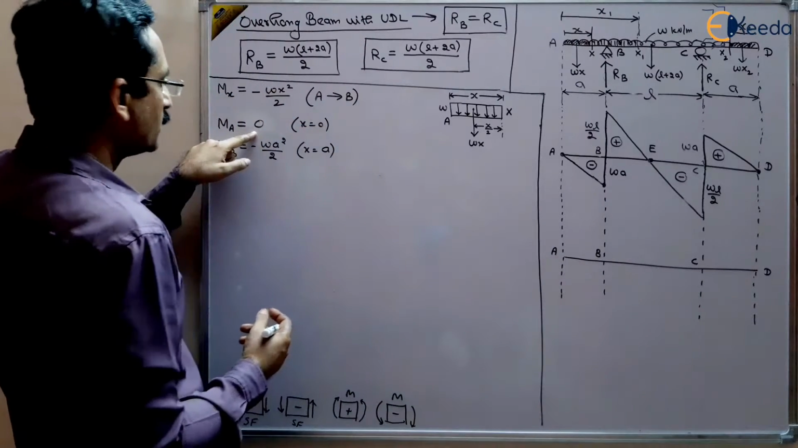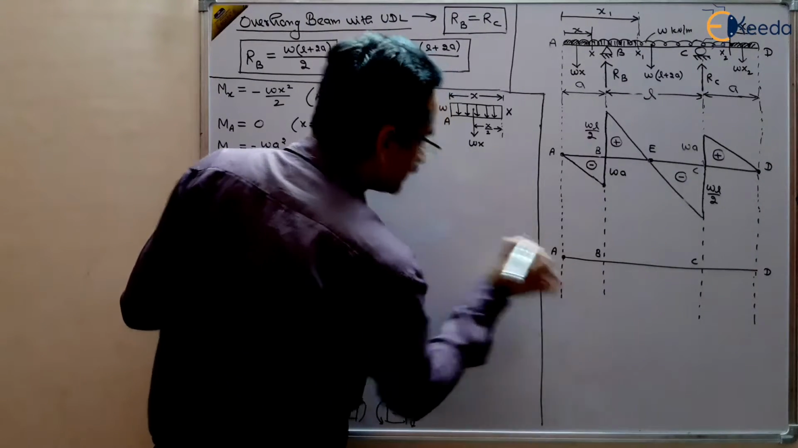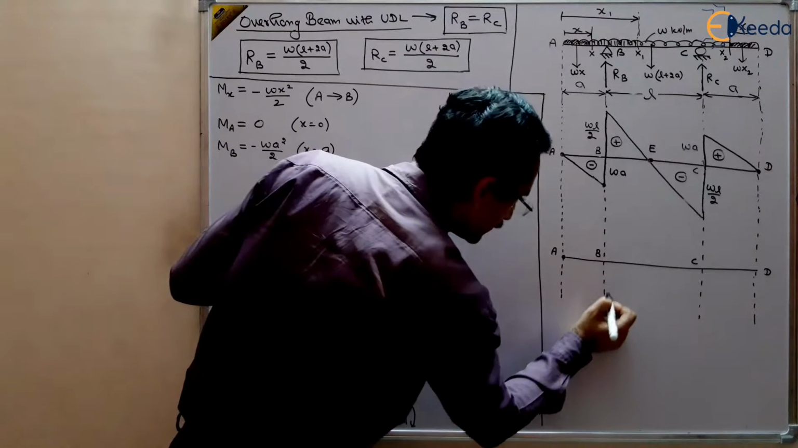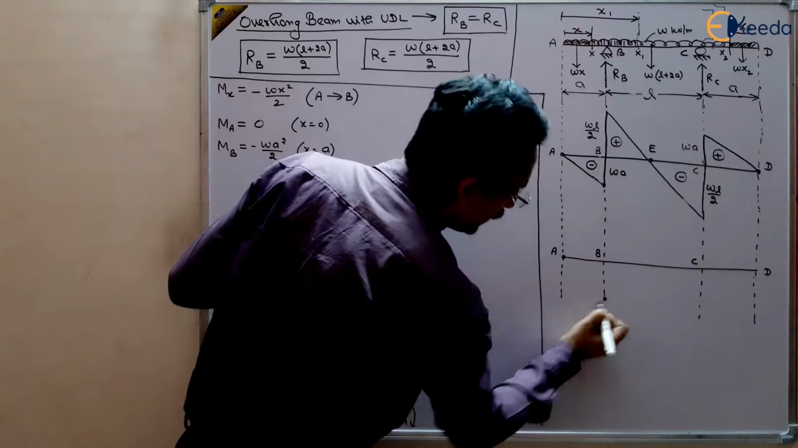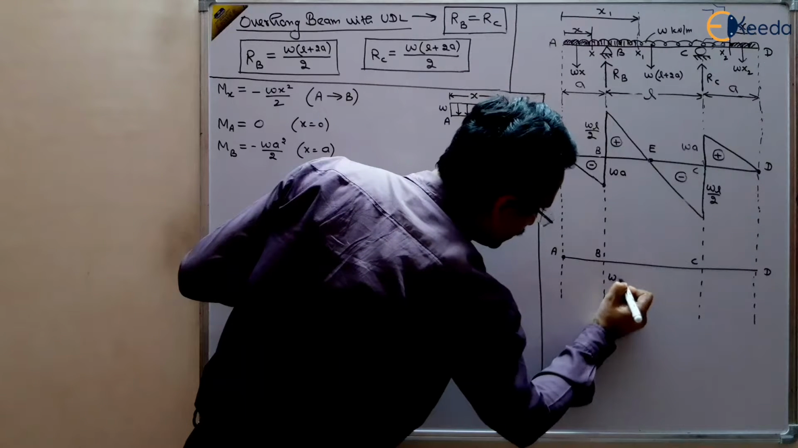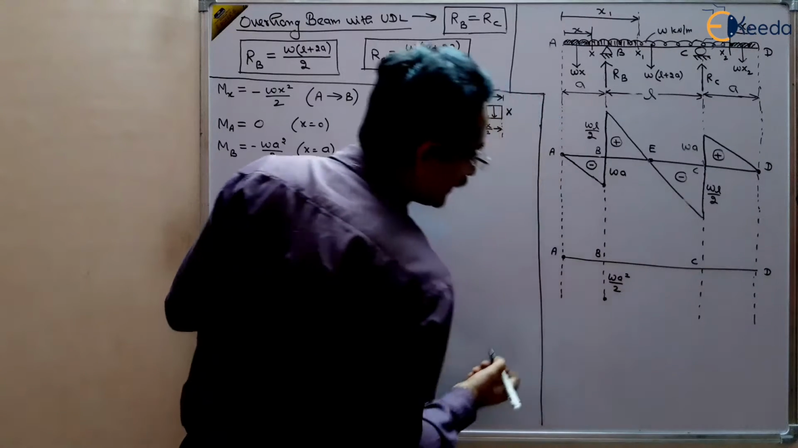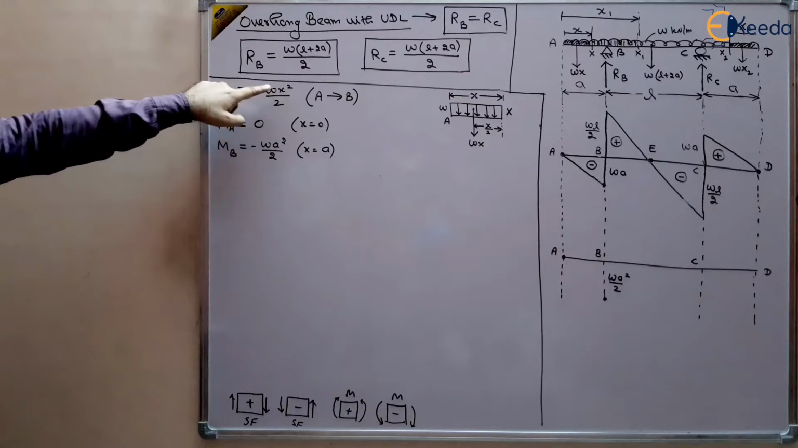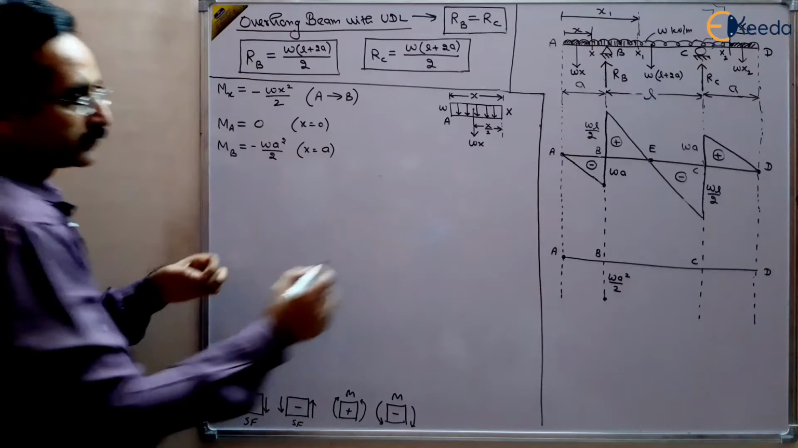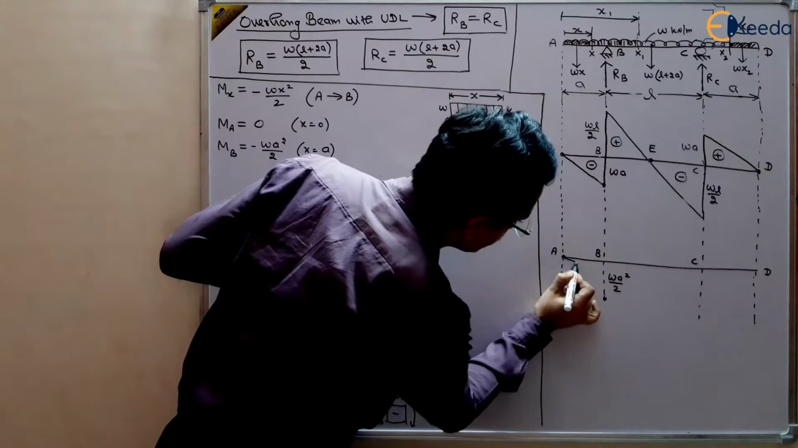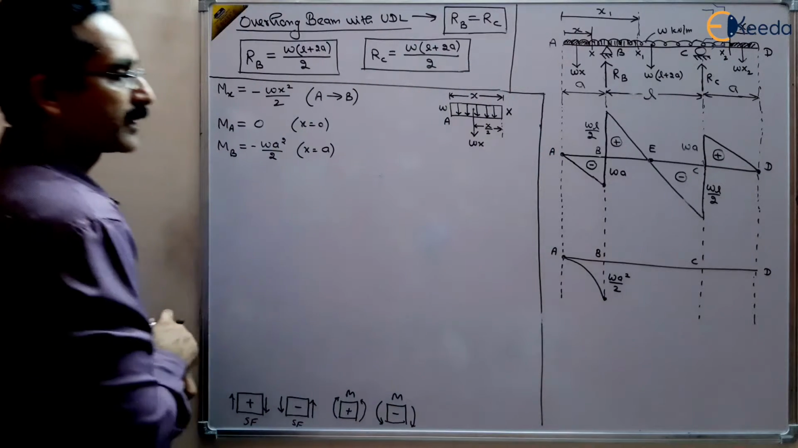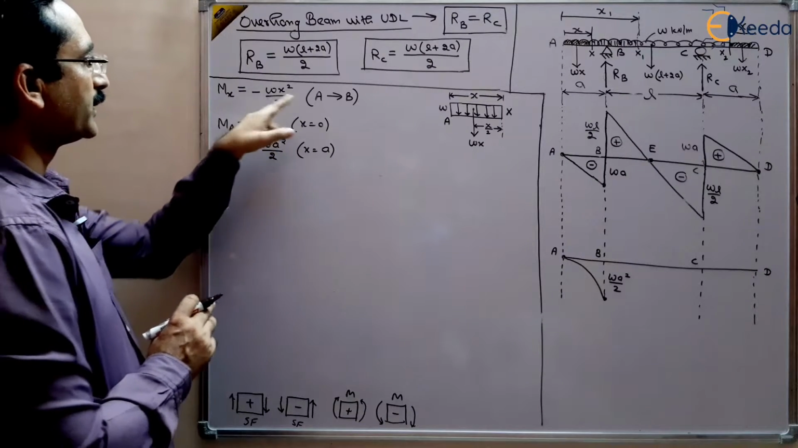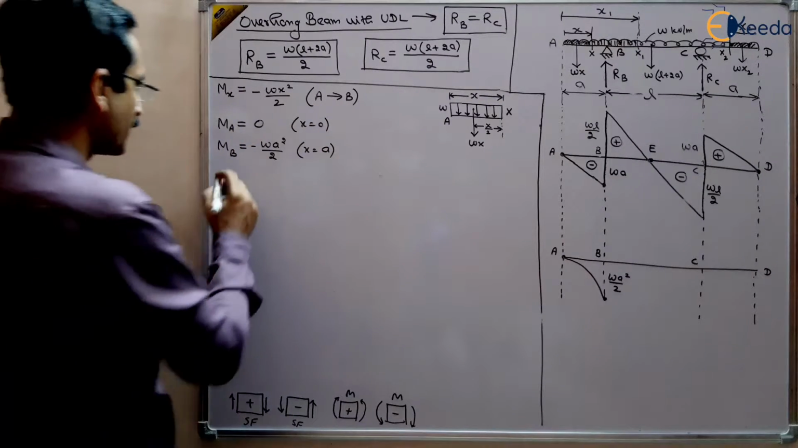From MA 0, at point A the bending moment is 0, and at B point this is negative wa square by 2. So this much amount is wa square by 2 in negative direction, and it is parabolic. You can see here wx square by 2, it is parabolic, right? So you will get a curvature like this here. By this we have drawn the bending moment between A and B. This is valid between A and B.